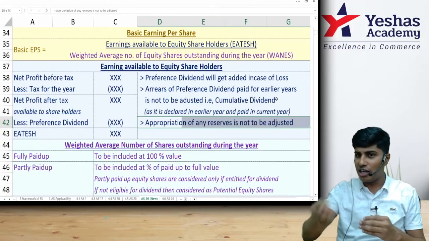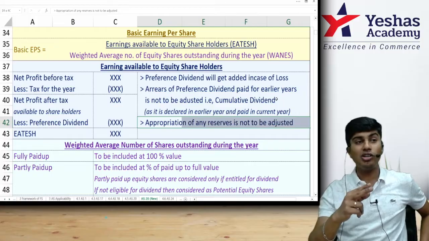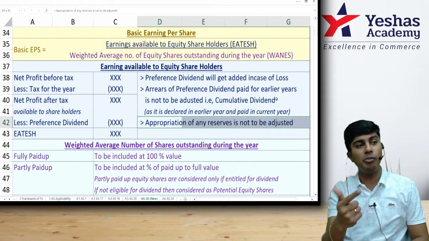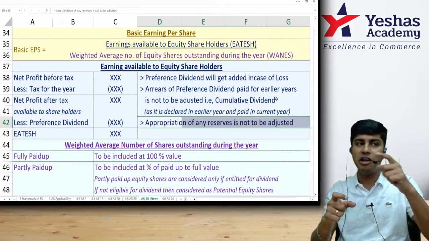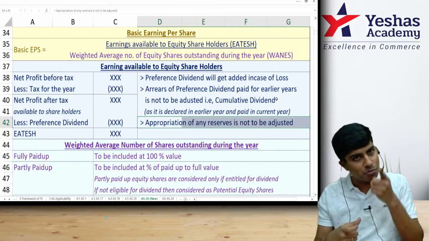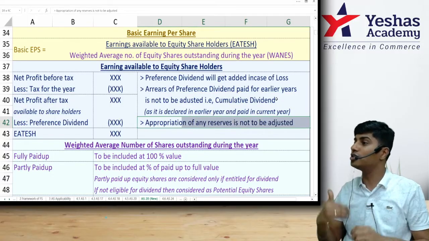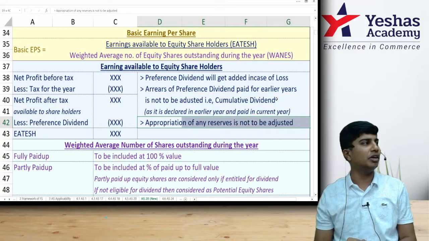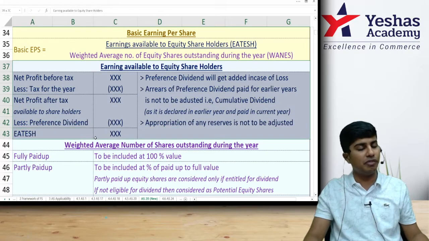Why? Even if you transfer to reserve, that reserve will be available to equity shareholders only. No, we are not talking about dividend distributed. We are talking about earnings attributable. So such statutory reserve which is not eligible for dividend is also a reserve which belongs to shareholders. So before deduction of transfer to reserves, we should compute EPS. I hope everyone understood this. By this we are done with the numerator, which is earnings available to equity shareholders.